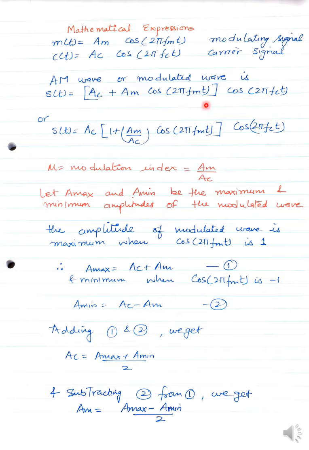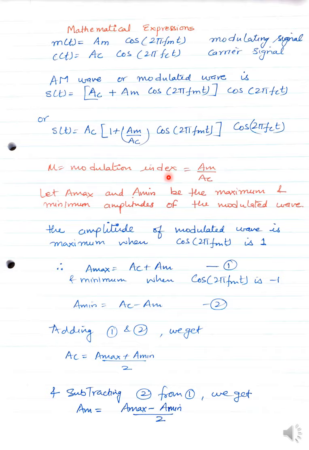So the AM wave, or modulated wave, is basically this: [Ac + Am cos 2π fm t] cos 2π fc t. You need to remember what is AM, what is SSB, and what is DSB. We can take Ac common out from here, and it will be Ac [1 + (Am/Ac) cos 2π fm t] cos 2π fc t. So μ is the modulation index.